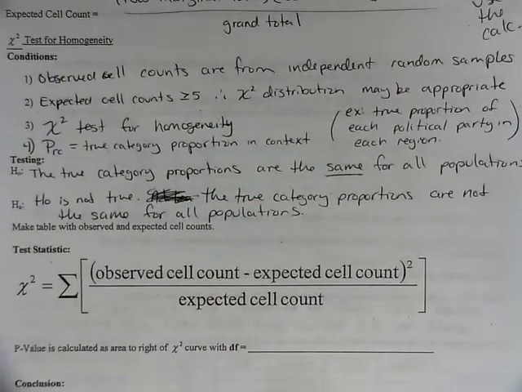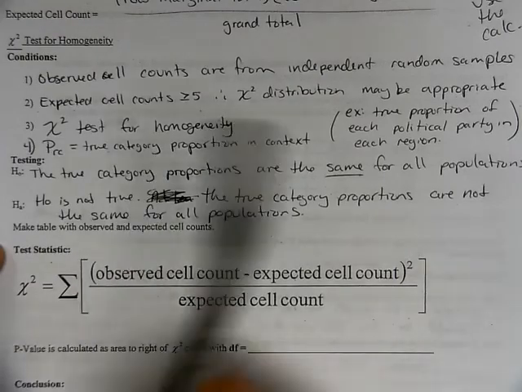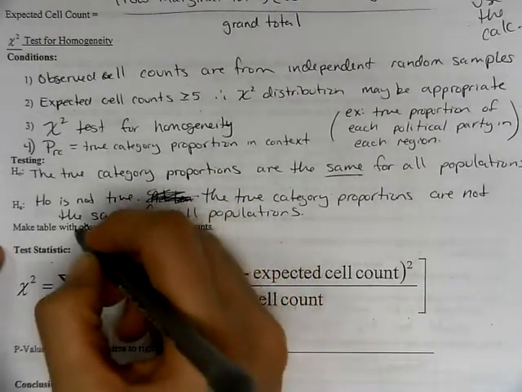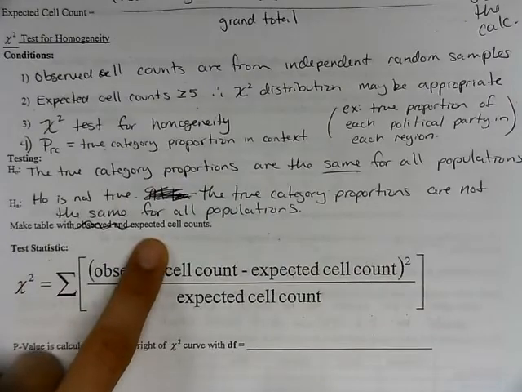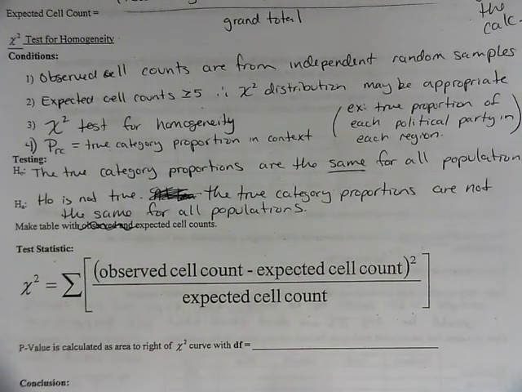Again, it's a little tricky. We don't exactly know which one might not be the same. Like, you might not know that the Republican is not the same for each region. You can't specify. You just either say they are the same or they're not. So you still have to make a table of just your expected cell counts. They want to see a table of expected cell counts because the observed is already going to be in a table on the paper. So they just need to see expected.